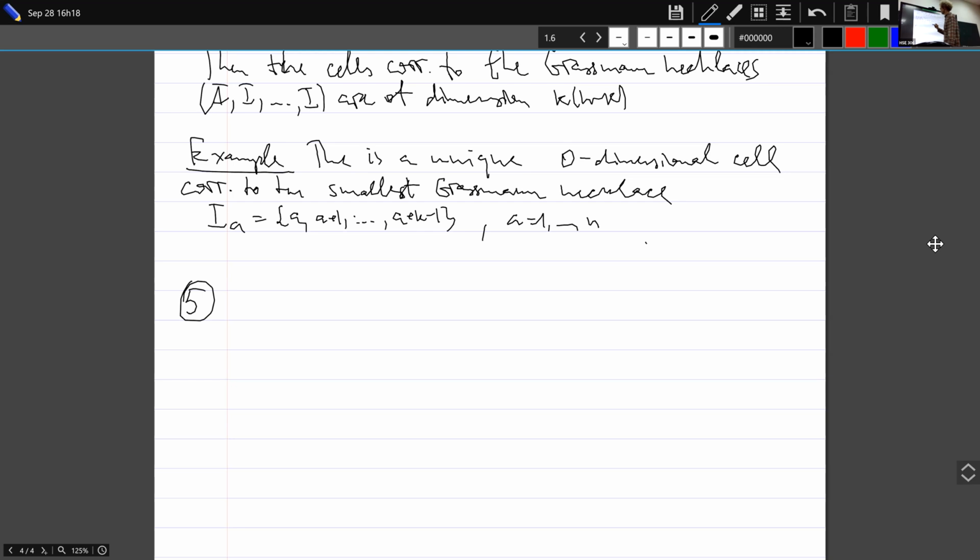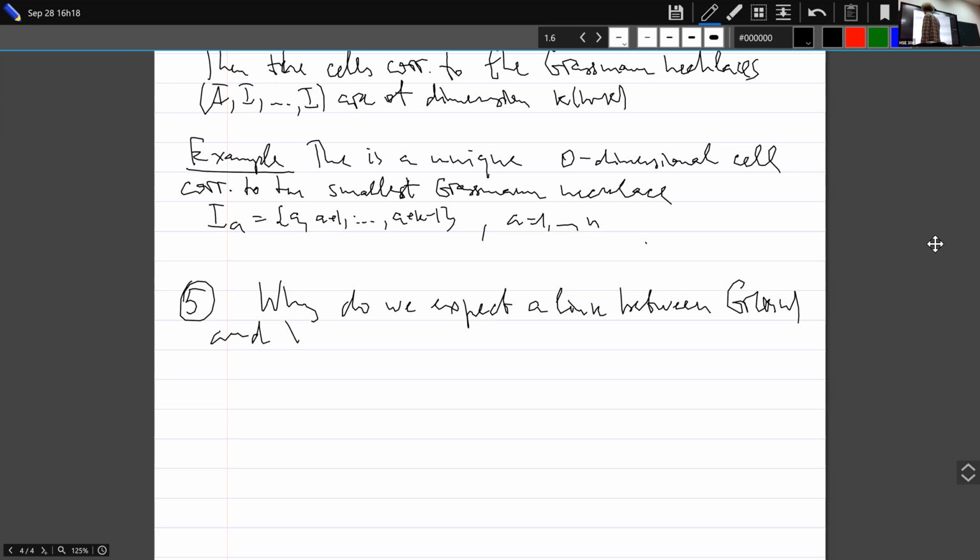So the first thing: why do we expect a link between the Grassmannian and X_{k,n}? And here is the reason.